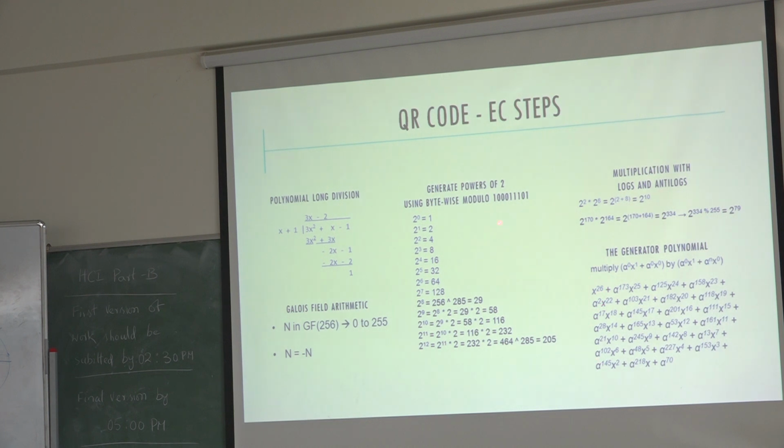Then the multiplication. In case I'm multiplying 2 power 8 with 2 power 5, or something like 3x into something, I need to multiply the polynomial. So for the multiplication, 16 into 32: 16 will be 2 power 4, 32 will be 2 power 5, which is 2 power 4 into 2 power 5, which is 2 power 9. 2 power 2 into 2 power 8 is 2 power 10. So 2 power 10, if I check, is actually 116. So I can bring back my message polynomial value.